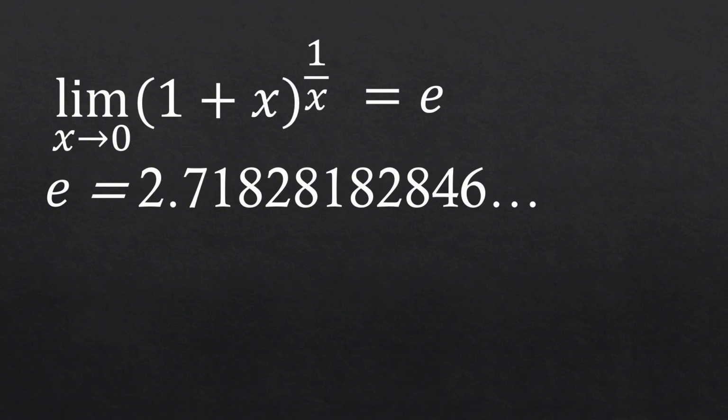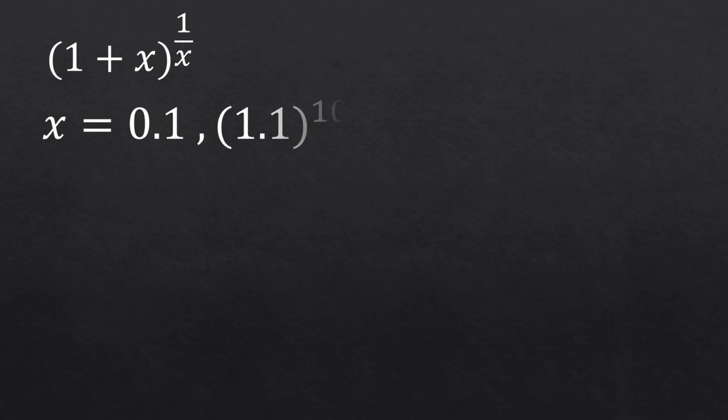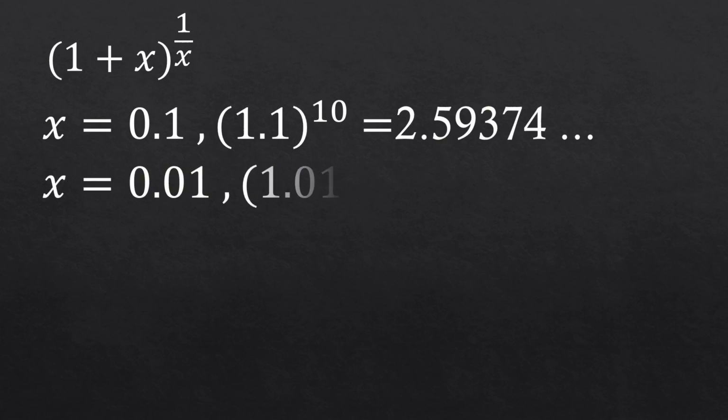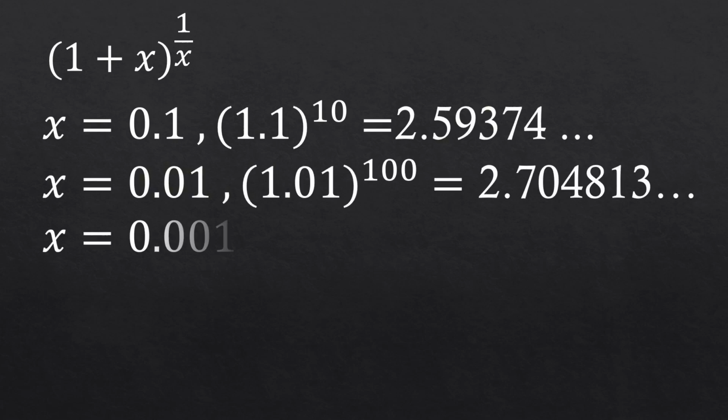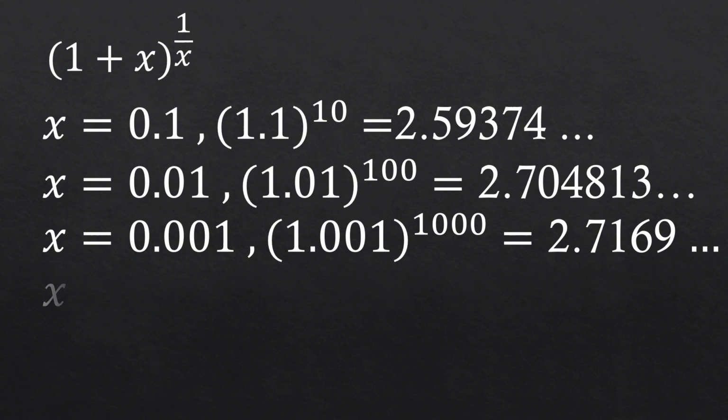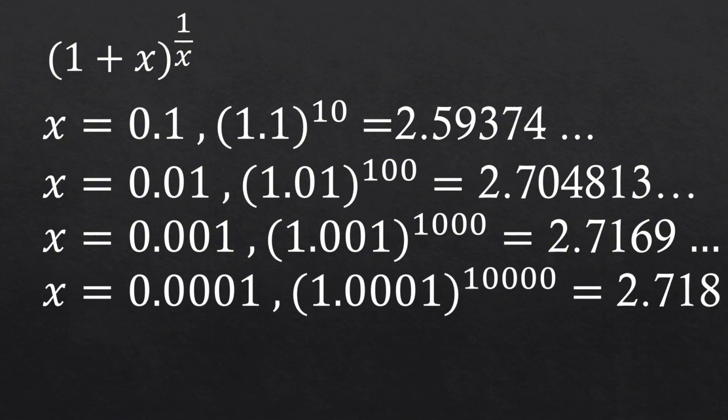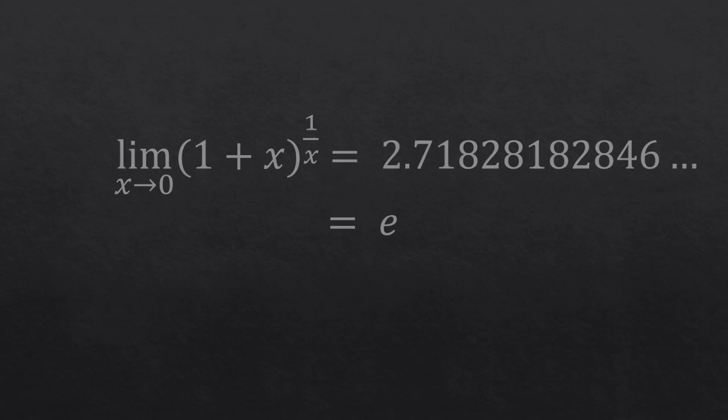Now, we can do some simple calculations. As I set x to a quite small value and substitute it into the expression, you'll notice that as I input smaller values, it gets closer and closer to 2.718. So, we can conclude that the expression is equal to 2.718, the same as e.